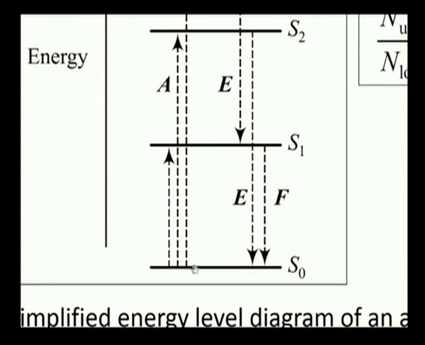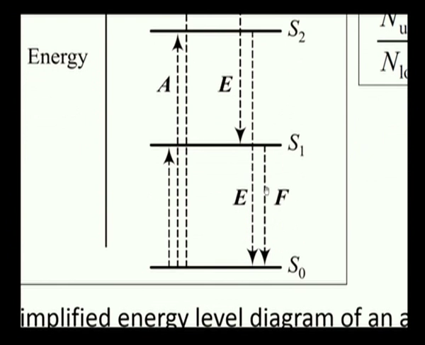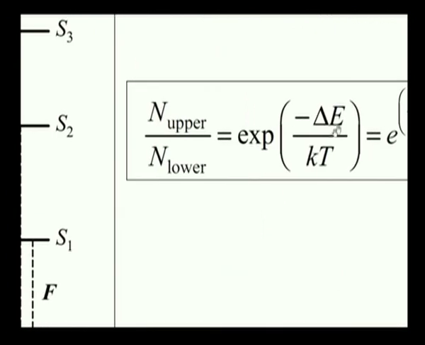The ground energy level is described by S0, which is known as the ground electronic energy level. The excited energy level is designated by S1, and the higher energy levels are designated by S2. Now the energy difference between these two energy levels, let it be the ground energy level and the excited level, or from this first excited level to the next excited level, that is S2, it is designated by delta E.